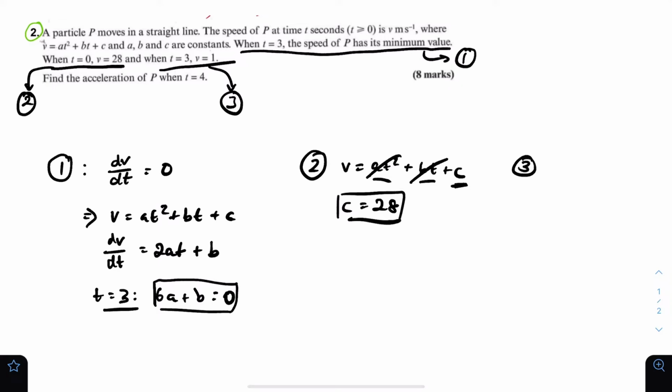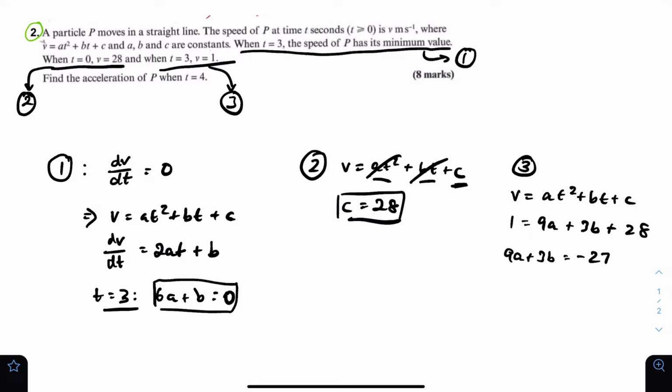And then our third is when t is 3, v is 1. So we know that v is equal to at squared plus bt plus c. Substituting t is 3 and v is 1, we get 1 is equal to 9a plus 3b plus c, and c is 28 in this case, as we deduced from this information. Rearranging it, we get 9a plus 3b is equal to negative 27. Divide everything by 3, and we get 3a plus b is equal to negative 9.